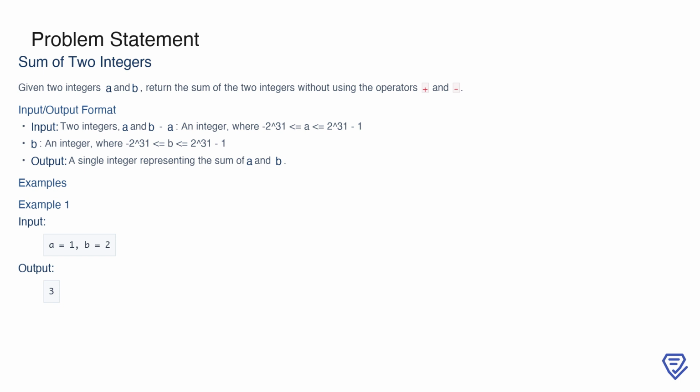The input consists of two integers, a and b, both of which lie in the range of -2 to the power of 31 to 2 to the power of 31 - 1. The output will be a single integer that represents their sum. For example, if a is 1 and b is 2, the output will be 3, as the sum of 1 and 2 is 3. This is a straightforward example to help us understand the problem requirements.